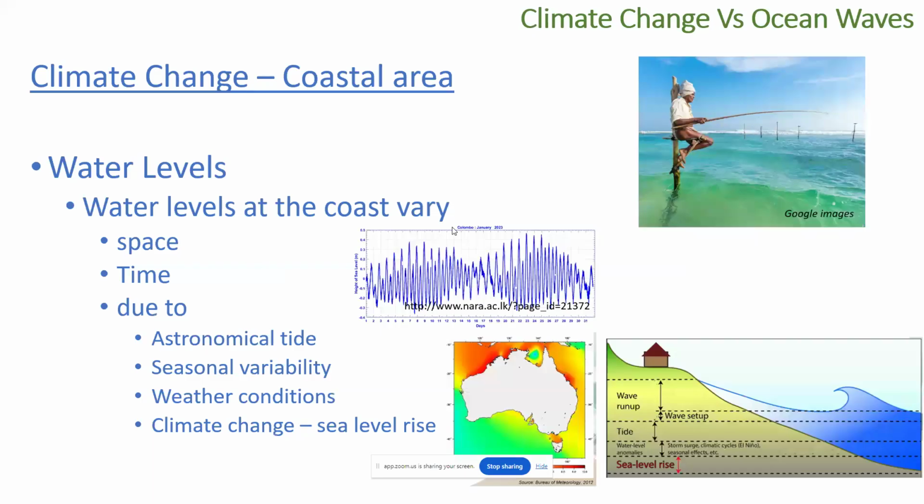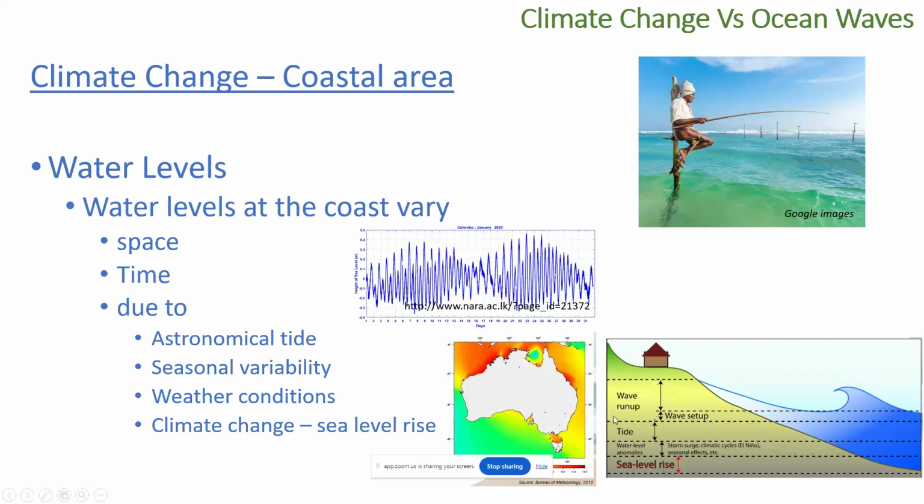So how the climate change influences coastal areas, I would like to discuss this using a few parameters. One is water level. If you think of water level on the coast, that actually varies from location to location, and also at one location it could vary with time. Normally this water level consists of various subcomponents. Generally it is a combination of tide and seasonal variabilities.